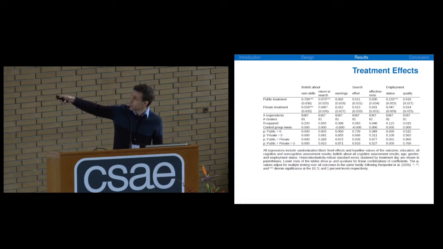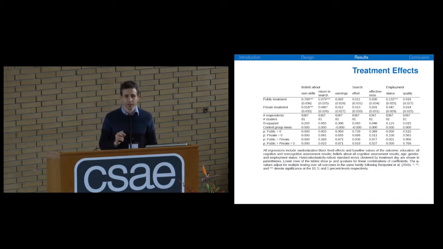Let's start out by looking at this first column here, which is beliefs about own skills. These are treatment effects on indices of beliefs about own skills. And what this is telling us is that the public treatment group increases the accuracy of beliefs about own skills by 0.7 standard deviations. So this is a very large effect. And you'll see from the R-squared, we actually explain a fairly substantial portion of the variation in accuracy of beliefs with this treatment. The private treatment group increases accuracy of beliefs by a little bit over half a standard deviation, and these are statistically significantly different to each other and both jointly significantly different to zero. So we see a very large effect on accuracy of beliefs about own skills.